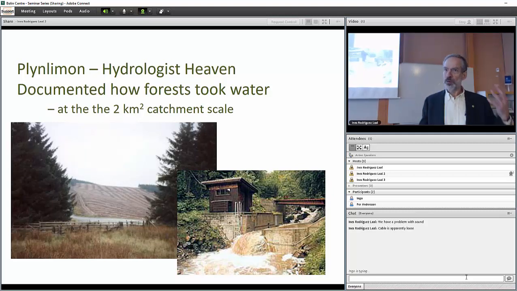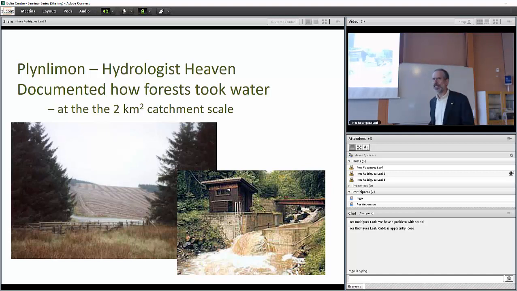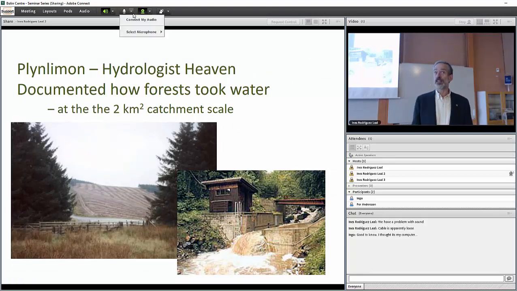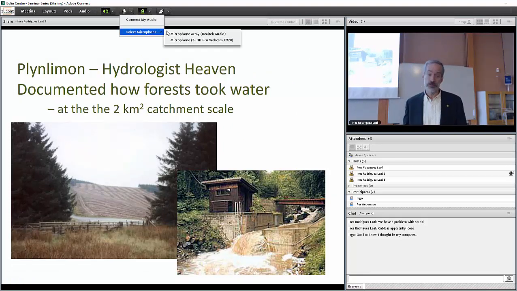And people wanted to work out how much water the trees were taking, and what the value of that water was compared to the economic value of the trees. They started in the late 60s. After 20 years of work, putting in dams and measuring with trees and without trees, they came to a very clear conclusion: that those trees used water, and the value of that water was far greater than the trees would ever be.